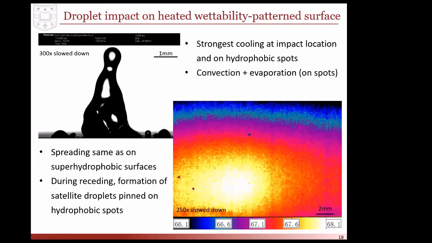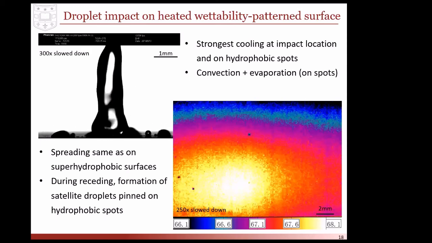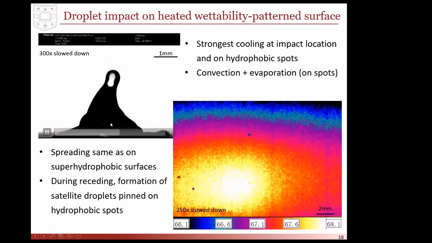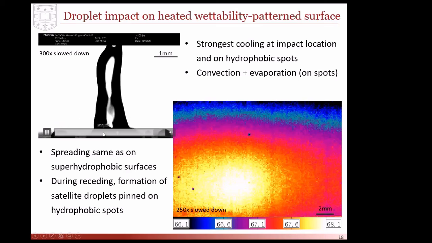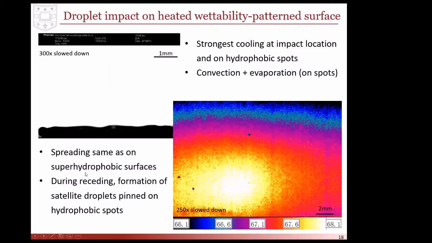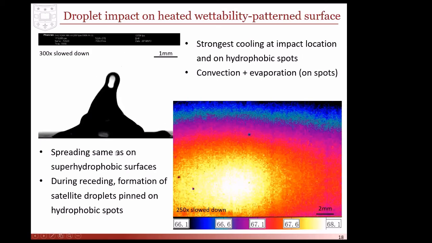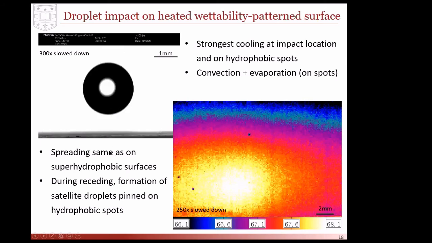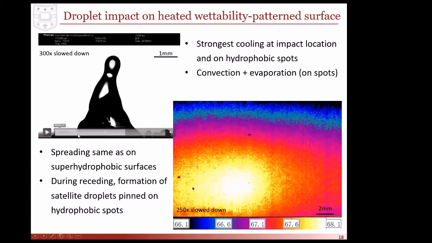So we wanted to take this idea of wettability patterning one step further, and we looked at droplet impact dynamics on a wettability-patterned surface. The dynamics themselves, the spreading especially, look very similar to a regular superhydrophobic surface, but then upon receding, we form these satellite droplets. And our idea is that we can mitigate flooding by having most of the substrate superhydrophobic, so repelling the bulk of the droplets, but creating these satellite droplets that can still enhance heat transfer once the major part of the droplet is gone.